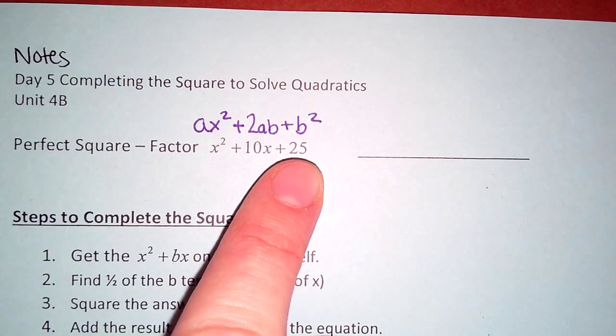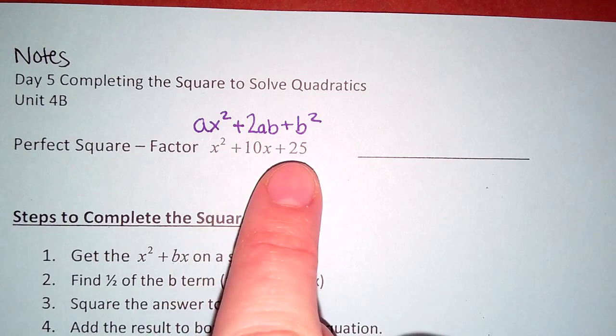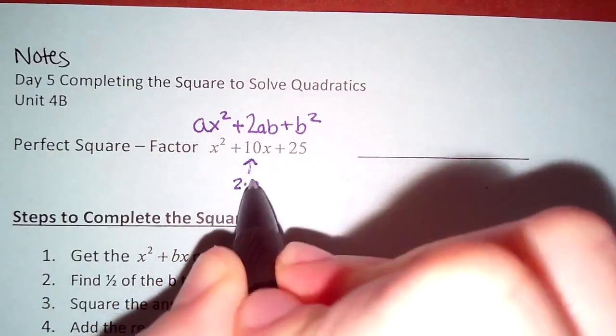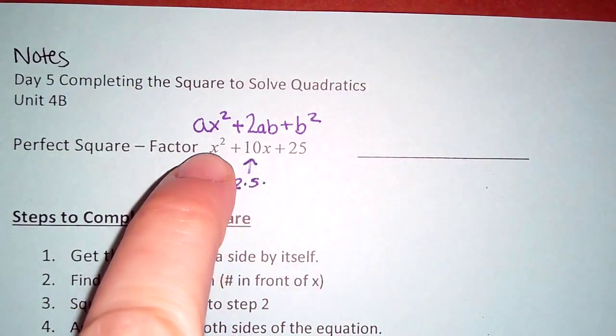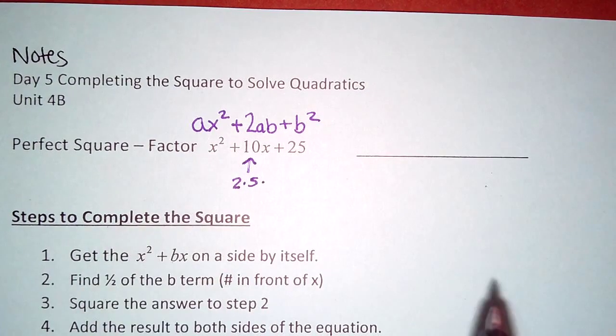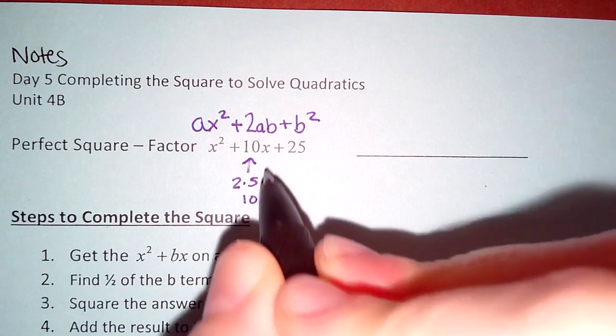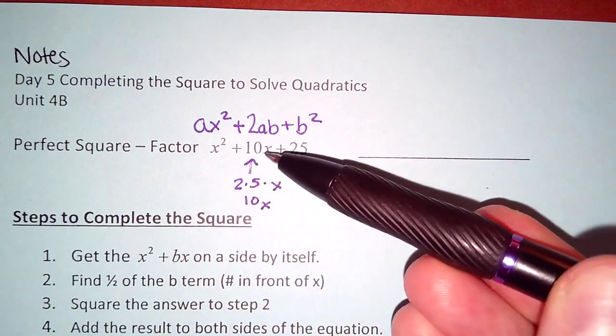Okay. So what is the square root of 25? 5. So this one is 2 times 5 times, what's the square root of x squared? x. So 2 times 5 is 10, and then we have the x. So that is the 2ab.